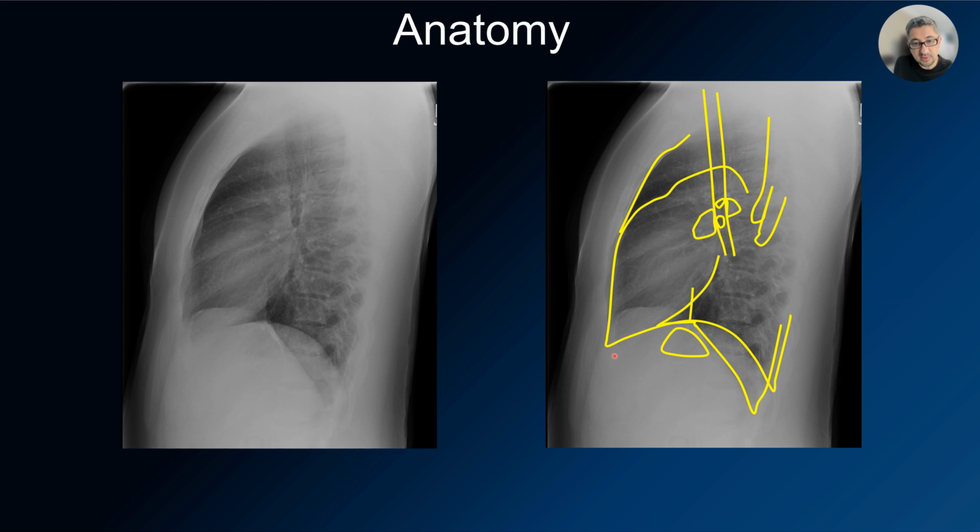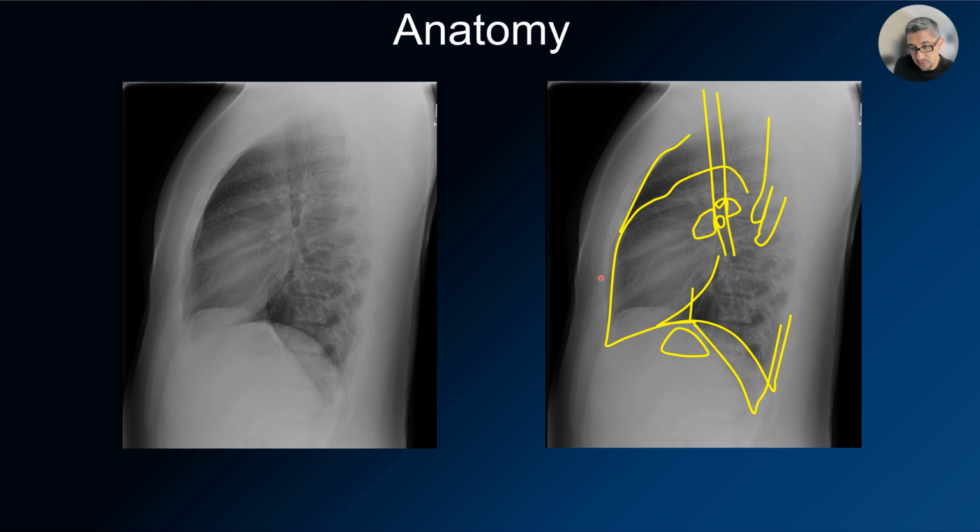On the lateral projection, here you can see the trachea. That's the first bronchus, the right upper lobe bronchus, and then comes the left upper lobe bronchus. The right descending pulmonary artery is anteriorly located, and the left pulmonary artery is more superiorly but posteriorly located.